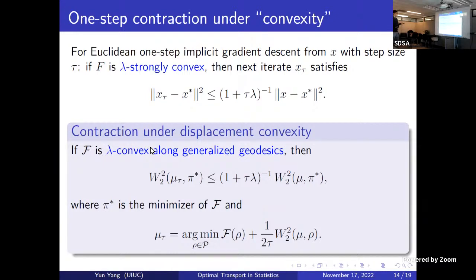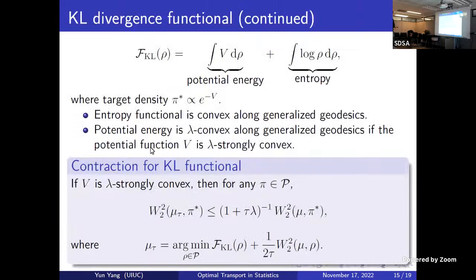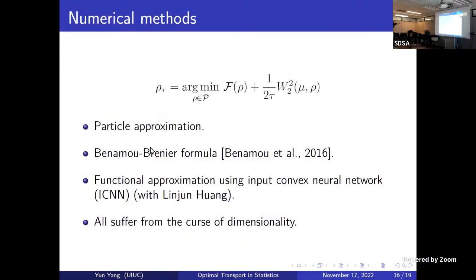So when we define convexity, we cannot define it as convexity along the segment, but it should be along certain geodesics for that space. Geodesics means the shortest length curve that connects two distributions. Then under certain convexity along geodesics, we still have some sort of geometric convergence, which converges exponentially fast, for this type of one-step discretization of the continuous gradient flow. And if you think about the KL divergence functional, this convexity is implied by the convexity of the potential itself.